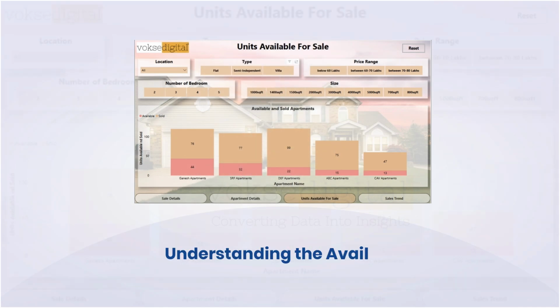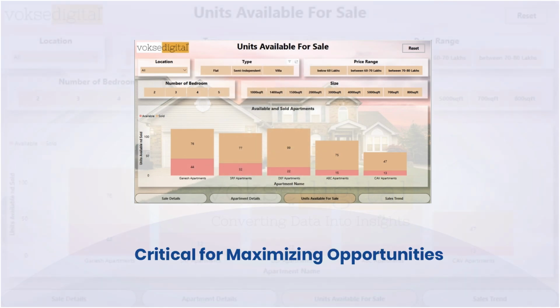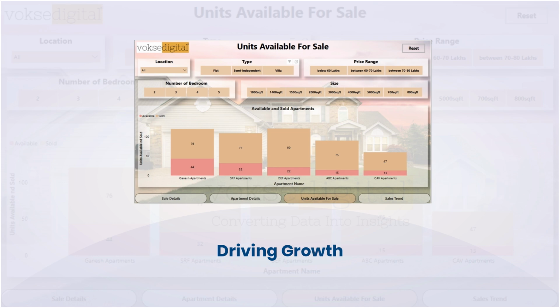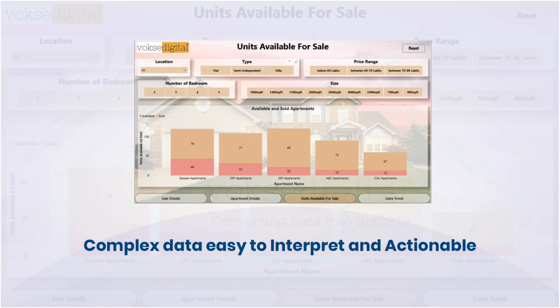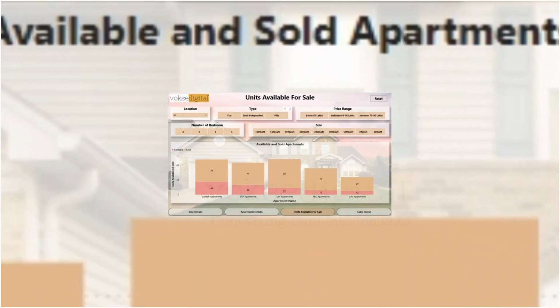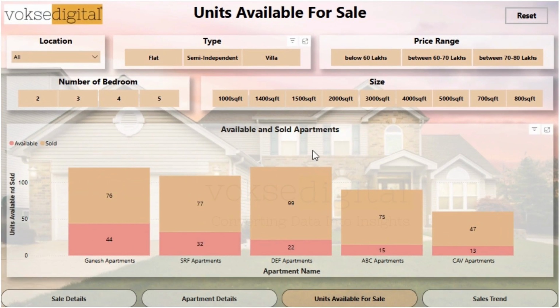In real estate, understanding the availability and sales trends of properties is critical for maximizing opportunities and driving growth. Dashboards like this one make complex data easy to interpret and actionable. For example, in this 100% stacked column chart, we get a clear view of units available and sold across various apartment complexes. Each column represents a distinct apartment complex and is divided into two segments: available units and sold units.